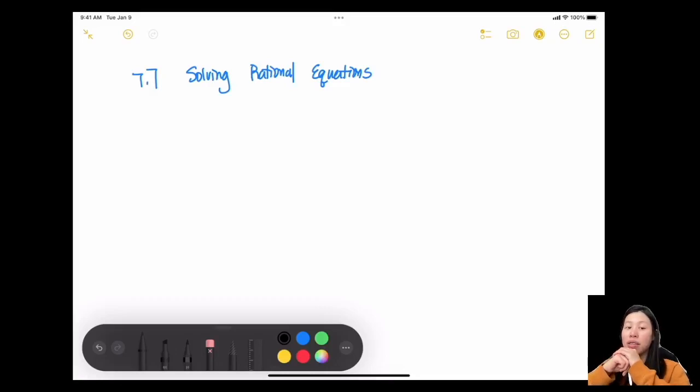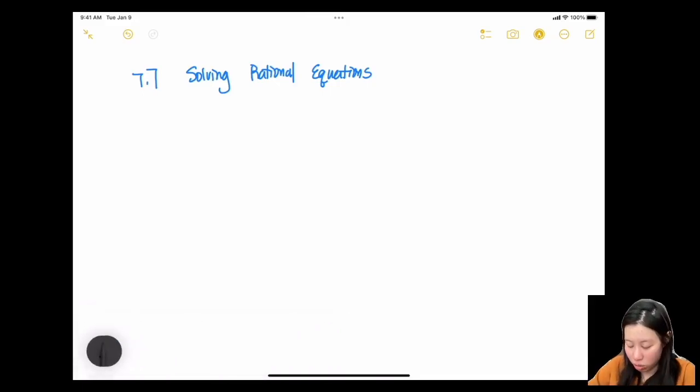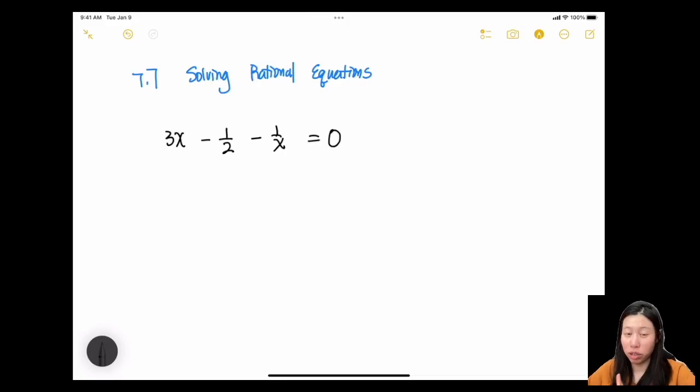Okay, so this practice will talk about how to solve rational equations. We have 3x minus 1/2 minus 1x equals 0. Now they have a total of 3 terms. Looking at 3x, we can treat it as 3x over 1, and then we find the least common denominator and multiply them.